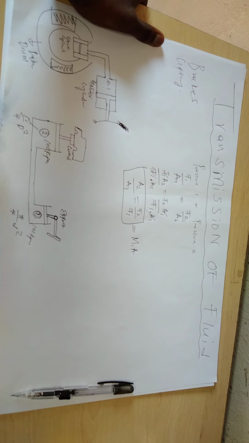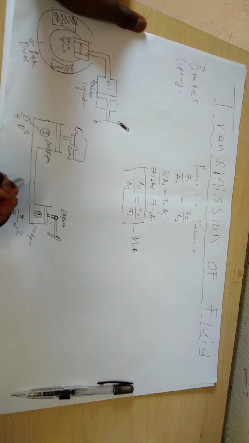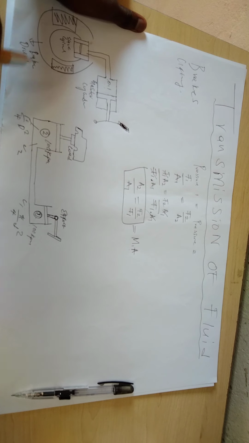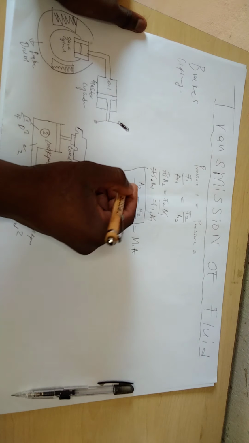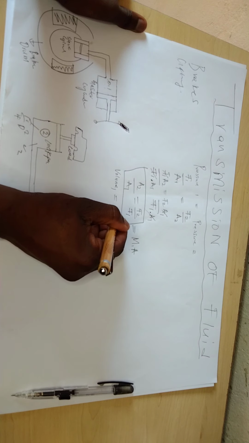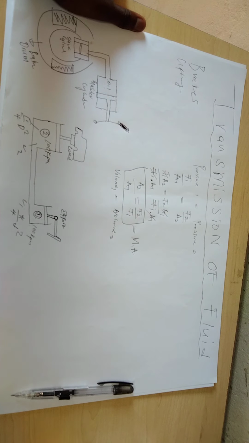And I want us to take note of something. Let us go to the volumes. Suppose you are having a volume here, which I will say is V1, and you have a volume here, which is V2. What I need you to understand is that the volumes will be the same as well. It means volume 1 will be the same as volume 2. This is always going to be the case.